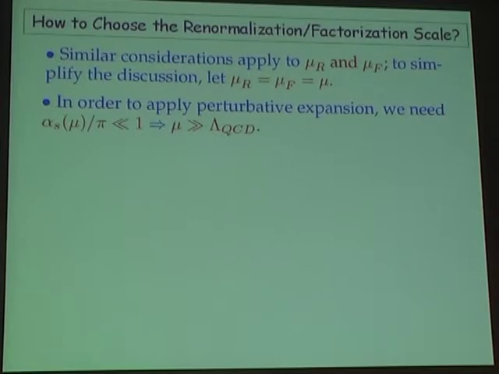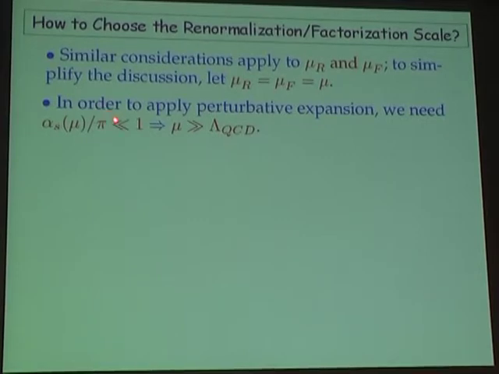First of all, you want to use a perturbative approach, and the perturbation series is usually expanded in powers of alpha, and in practice, it's actually alpha divided by pi. In order for the perturbative approach to make sense, you obviously want this quantity to be much less than 1. Luckily, we have asymptotic freedom, but asymptotic freedom says this quantity is much, much less than 1, provided the scale you choose is much, much larger than lambda QCD. Otherwise, it doesn't hold. All right?